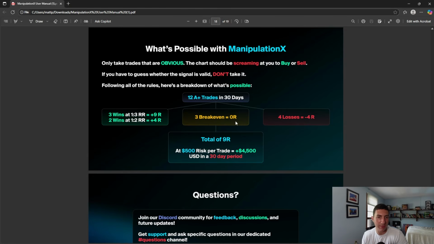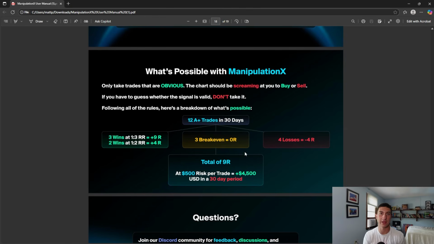Let's say you have 3 break-even trades, which I think is pretty realistic here, so 0R. And let's say you have 4 losing trades, okay? Keep in mind, these are A+ setups, and we have 4 losing trades at a negative 4R. At the end of that 30-day period, you will be up a total of 9R, which is 2R more than what I've showed you guys. So if you're risking $500 per trade, that's $4,500 in a 30-day period.